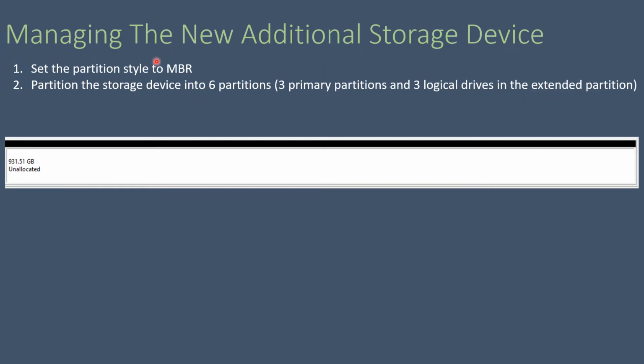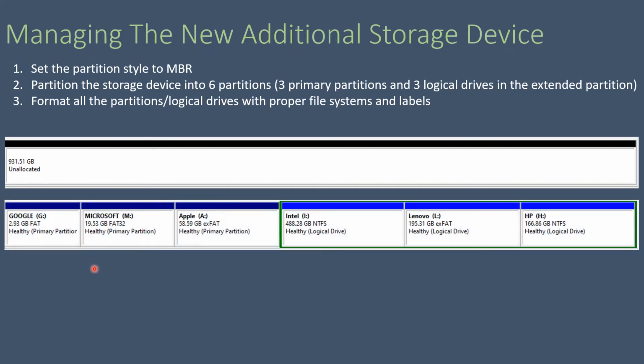Because if you remember from the first video, if you initialize your hard disk as MBR, you can create what is known as the extended partition. We discussed this in our previous video. Then after that, I will format all these 6 partitions with the proper file system and labels. So after I do all these, practically, our hard disk will look like this one.